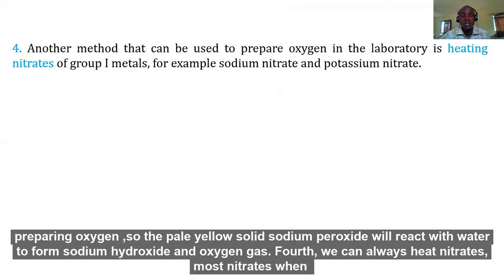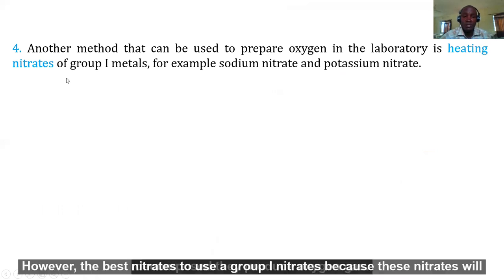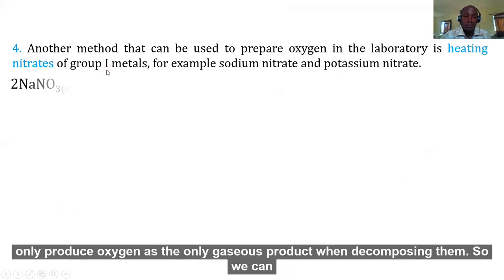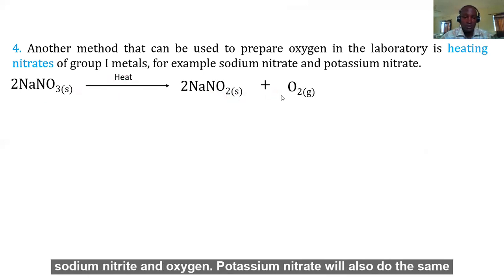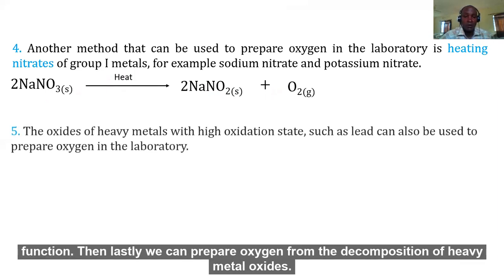Fourth, we can always heat nitrates. Most nitrates, when decomposed, produce oxygen gas. However, the best nitrates to use are group 1 nitrates, because these nitrates will only produce oxygen as the product when decomposing them. So we can decompose sodium nitrate, that is to say by the help of heat, to produce sodium nitrite and oxygen. Potassium nitrate will also do the same function.